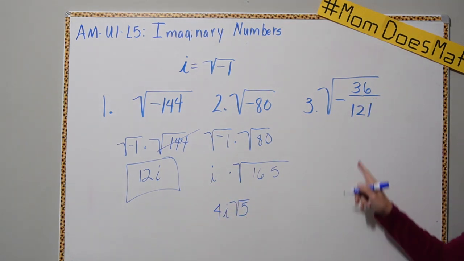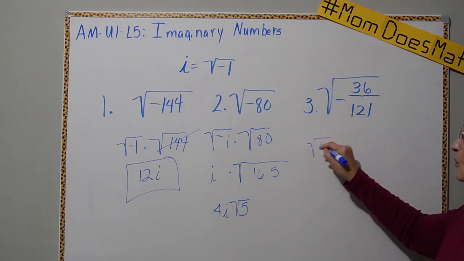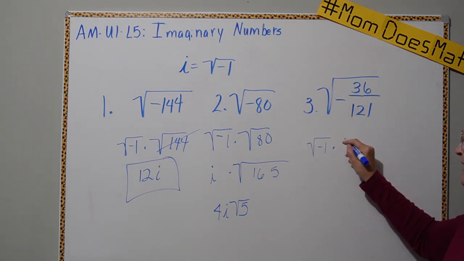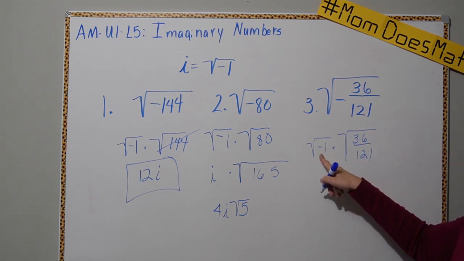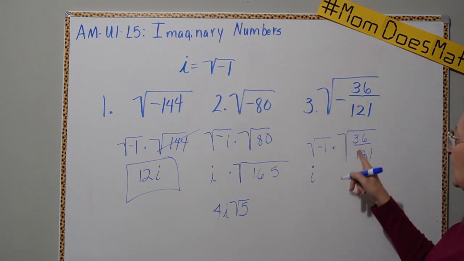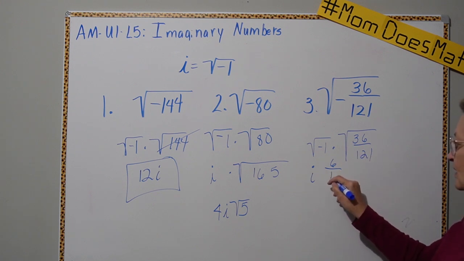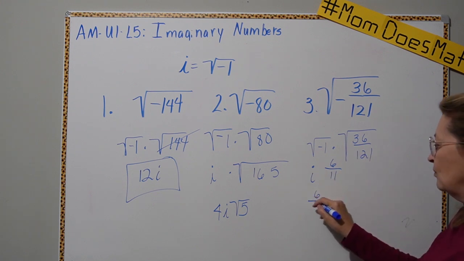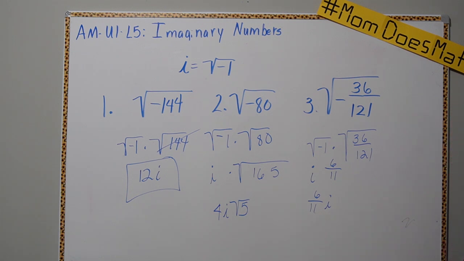Once again, since it's a negative under here, I'm going to pull out a -1, and now I have +36/121. I can convert this using my definition to an i, and then the square root of 36 is 6, the square root of 121 is 11, and you normally want to put your i behind your whole number, okay?